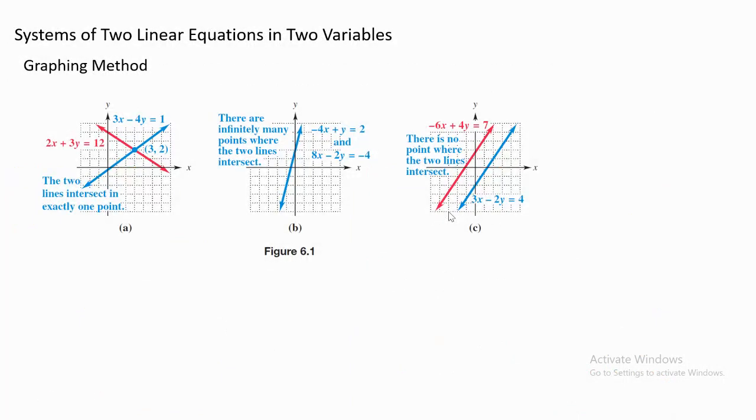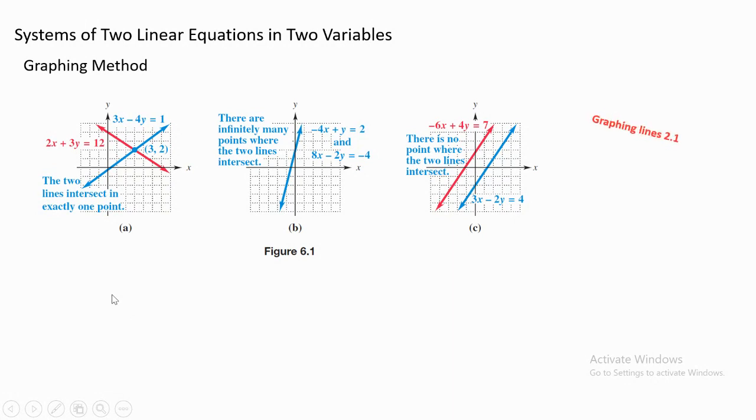Now, this is a system of two linear equations in two variables. So this is called the graphing method. Now, there can be three ways for the solution to a system. If the lines cross, it's going to be one solution. They cross at exactly one point. Figure B has a line on top of a line, which means it's going to be infinite solutions. Or if they don't intersect at all, if they're parallel, it's going to be no solution.